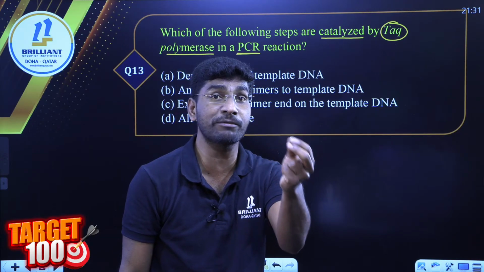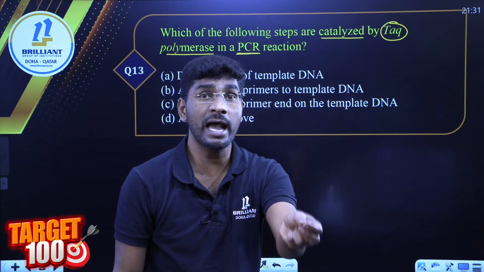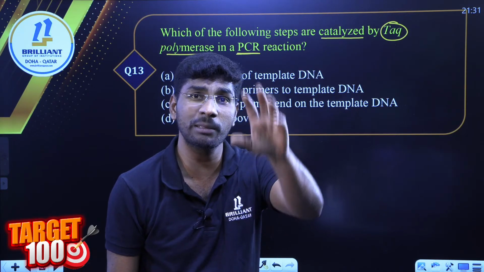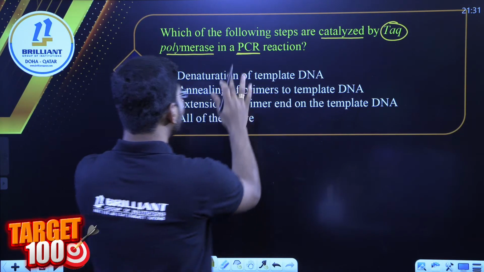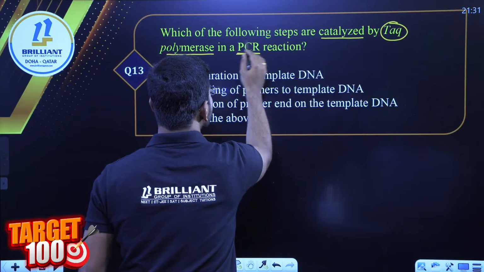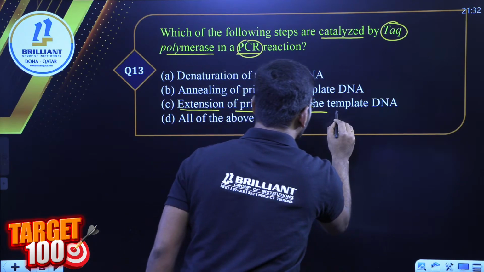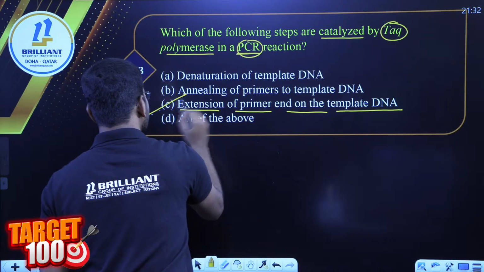Remember all of you, this type of question can come. They ask Carey and Miller first time they discuss so they describe what they call the process of what? PCR. So PCR Taq polymerase in PCR, extension of primer end on the template DNA strand.